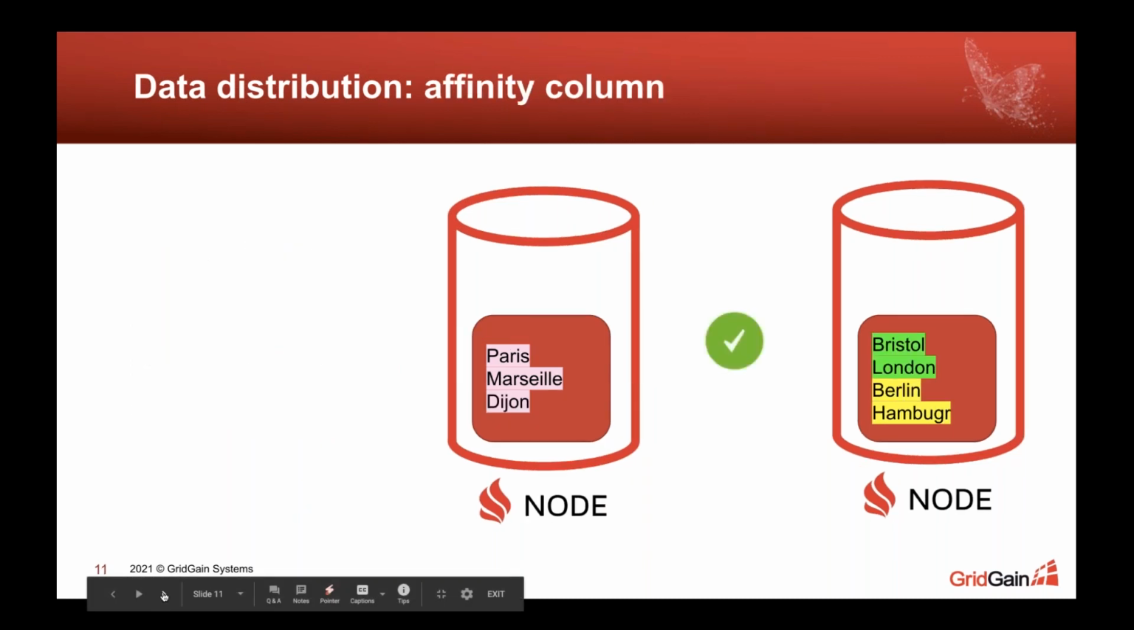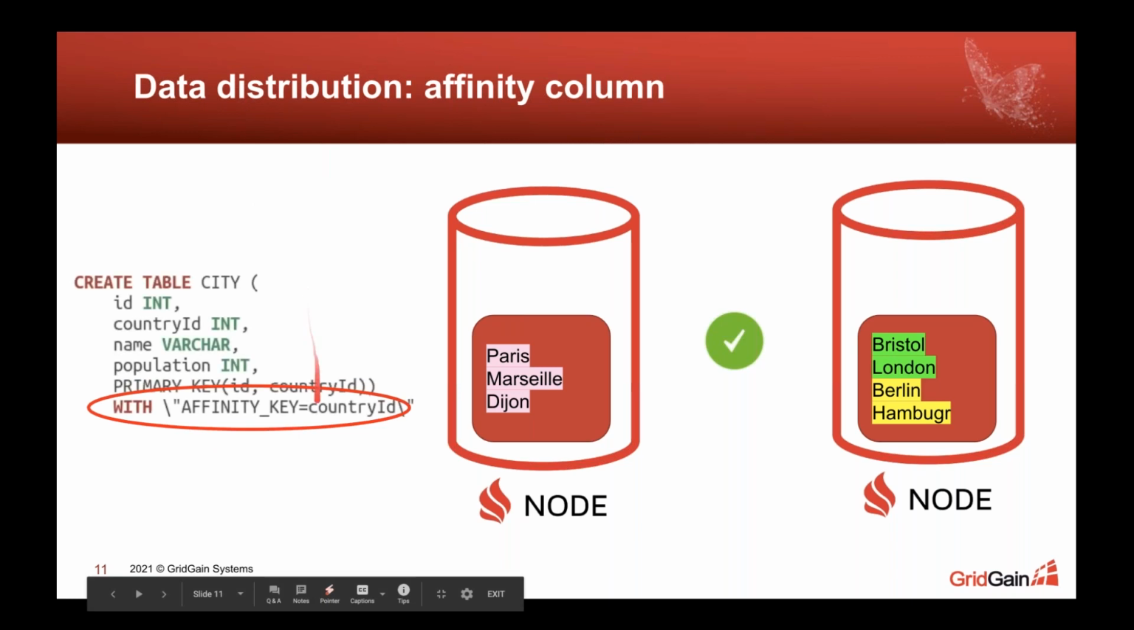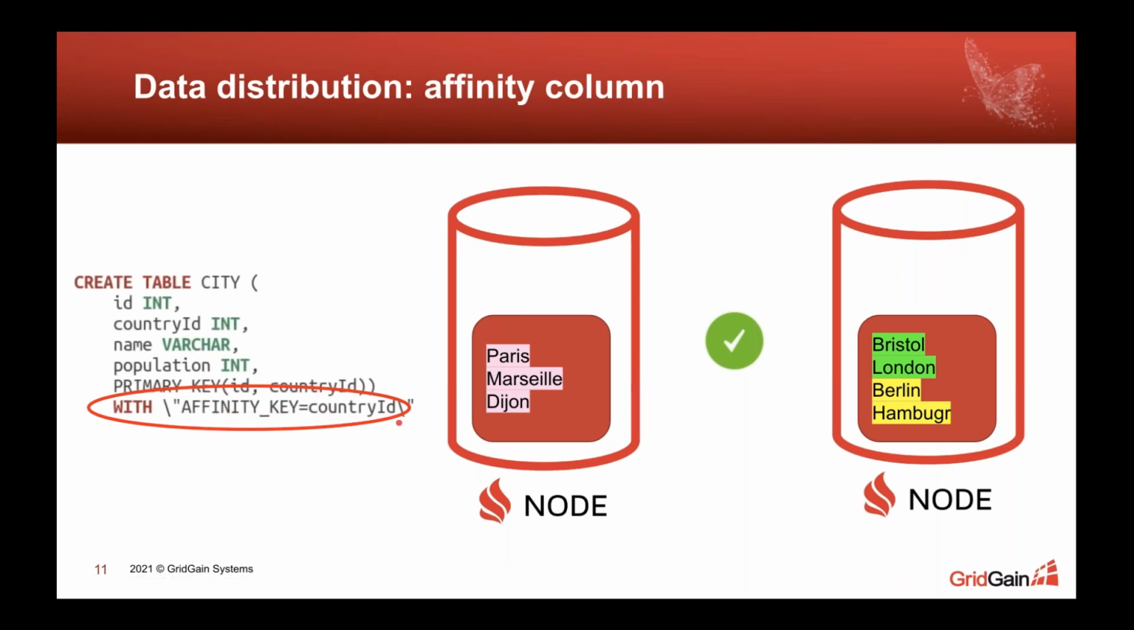Let's imagine a situation where we would want to manipulate this layout. To achieve that, let's define an affinity column. So the affinity key is country ID for this city table. As you can see, all French cities reside on the first node.